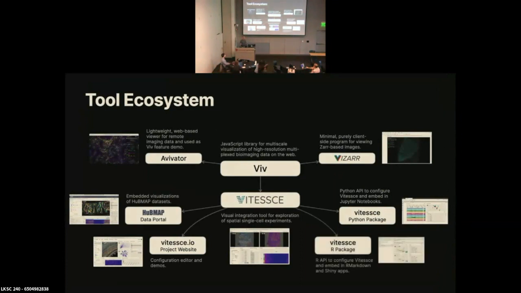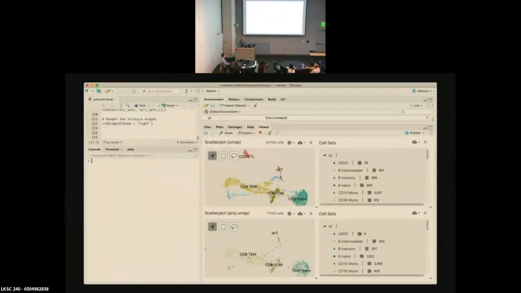And because not everyone is using Python, of course, we also support R. So if you want to create an interactive visualization of your single cell data, whether it's spatial or not, you can do this in R code, and for example, in RStudio, you can use the Vitessce HTML widget to visualize your data basically in situ in your analysis environment.